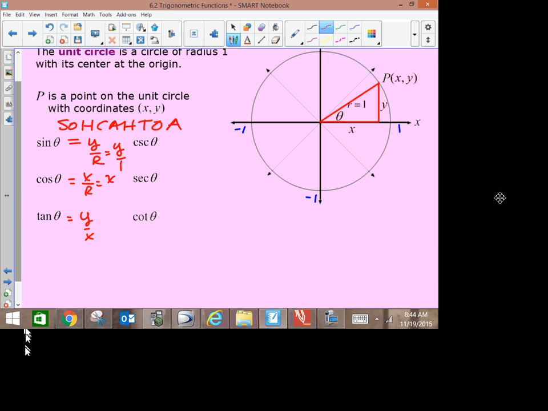Okay, do you recognize those other 3 functions? This is cosecant, this is secant, and this is cotangent.